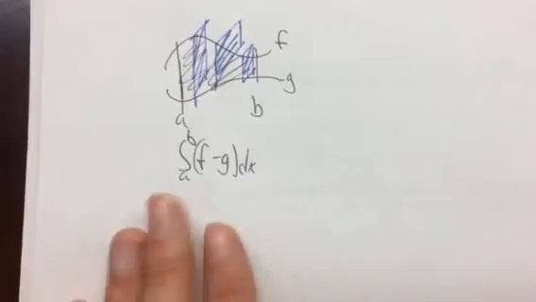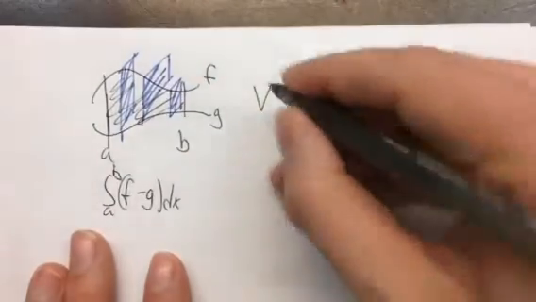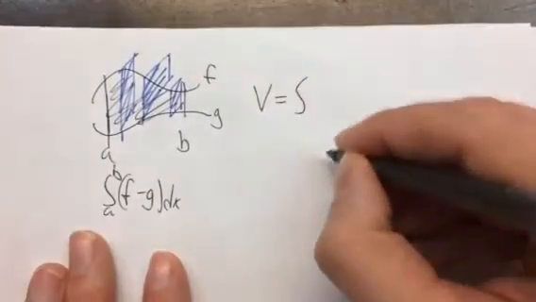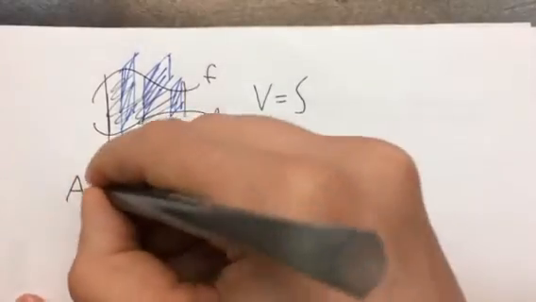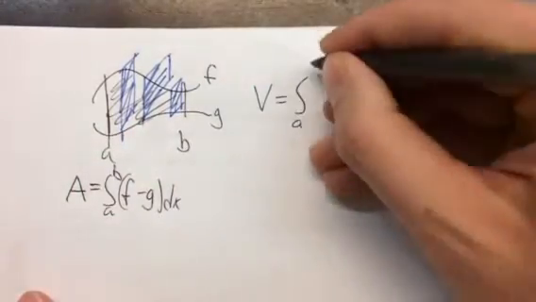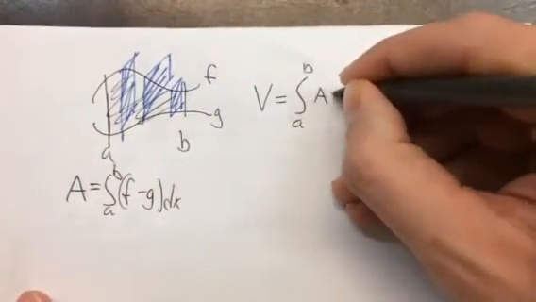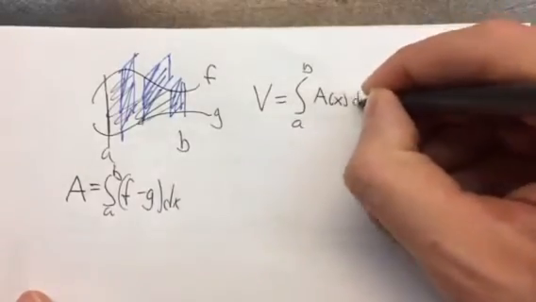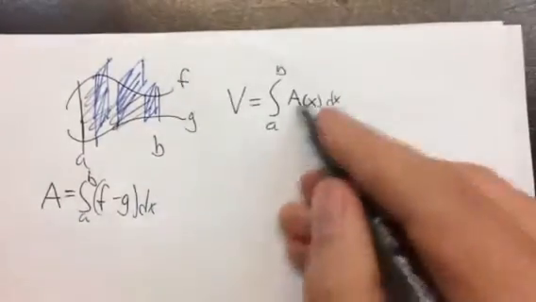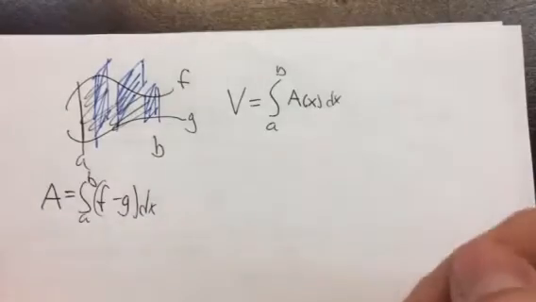And so we've got a new formula. The volume is the integral. I guess I should have said this is area. Volume is the integral from A to B of the area at different x's. So if we know all the areas at different x's, we can find the volume.